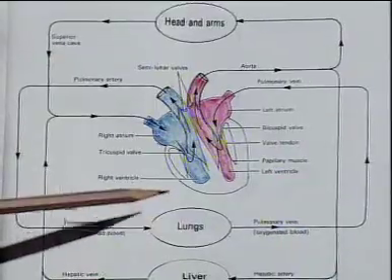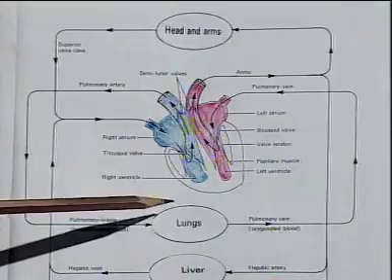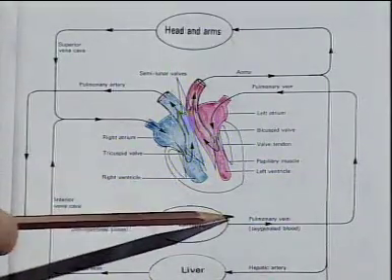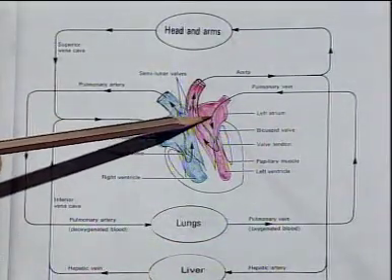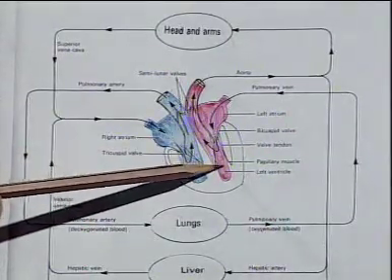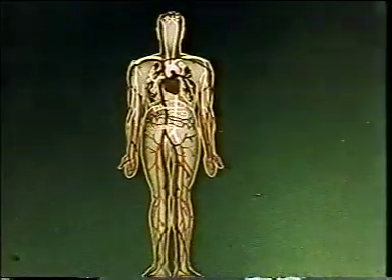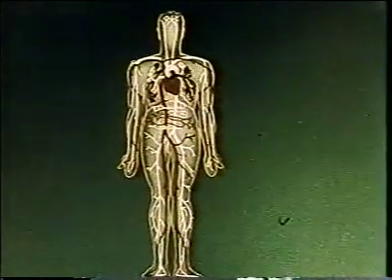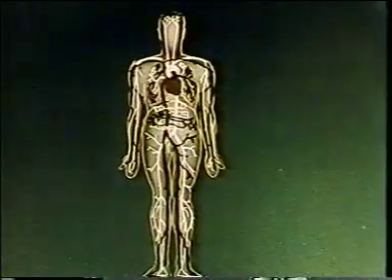In the lungs, as I mentioned before, the carbon dioxide is washed out and oxygen enters into the bloodstream, so the blood becomes oxygenated. And this oxygenated blood passes to the left atrium. From the left atrium, blood passes to the left ventricle, and from the left ventricle, the blood passes to whole of the body through the aorta. From the aorta, blood goes to the stomach, intestines, kidneys, head and neck.